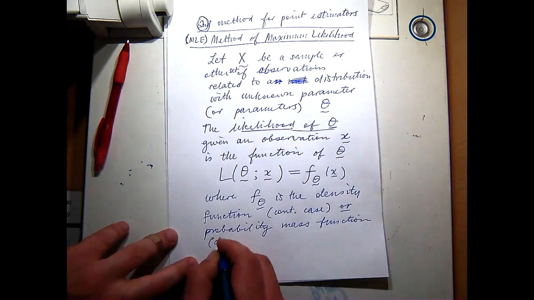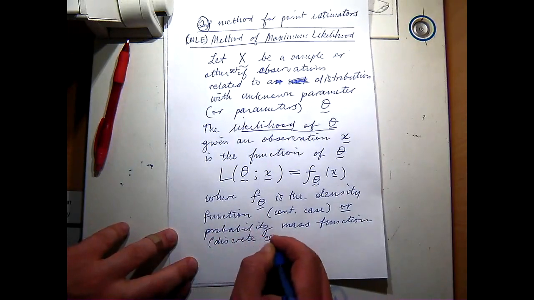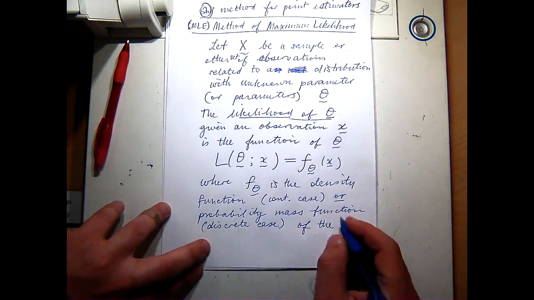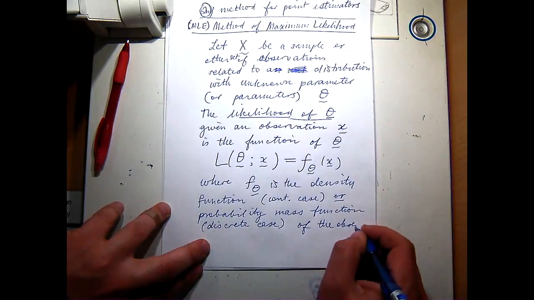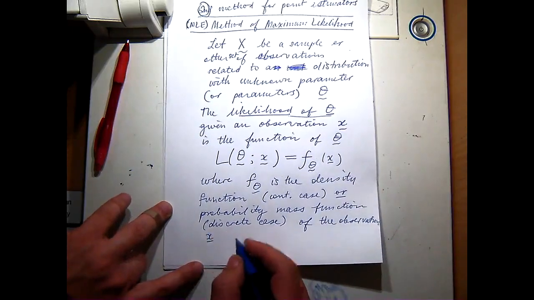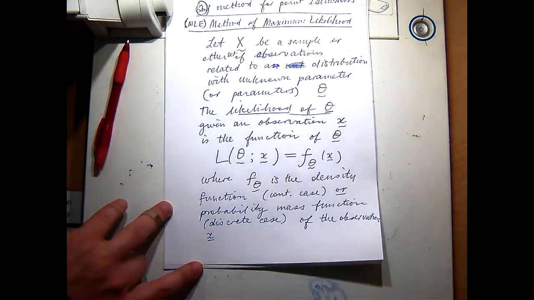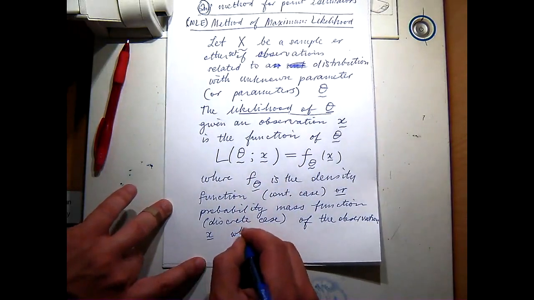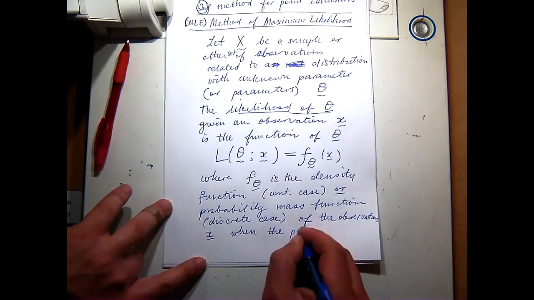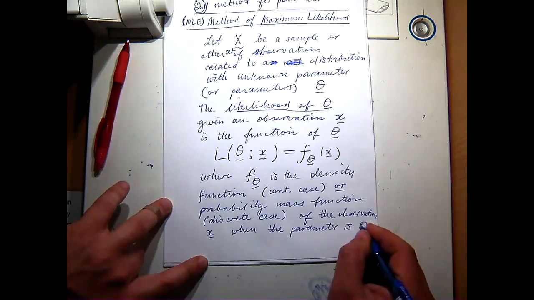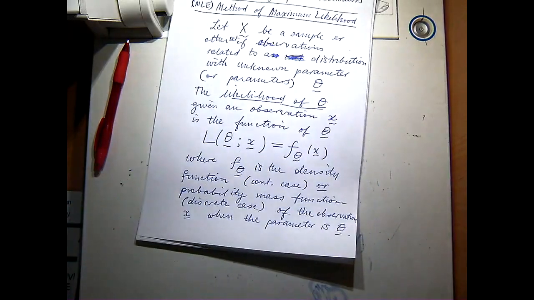In the discrete case, of the observation x. And how does the theta come into it? Well, there's a different probability mass function for different parameters. So when the parameter is theta. So this is a long way of saying something that seems quite simple, but the key thing is it's now a function of theta.